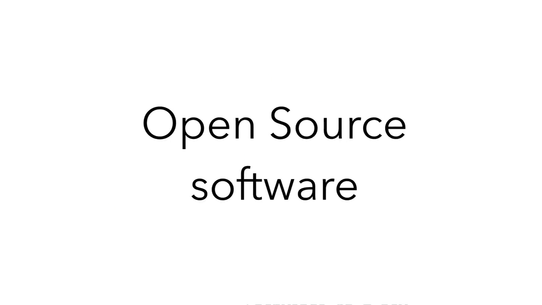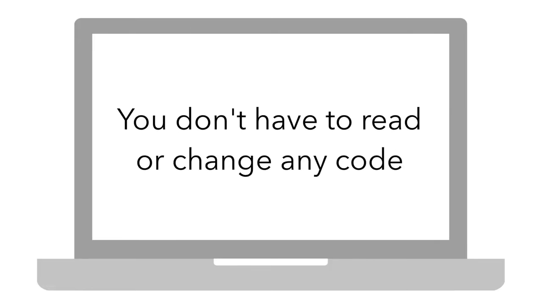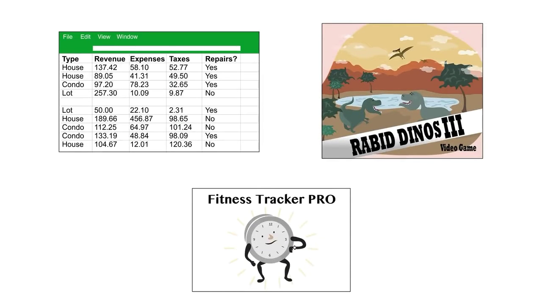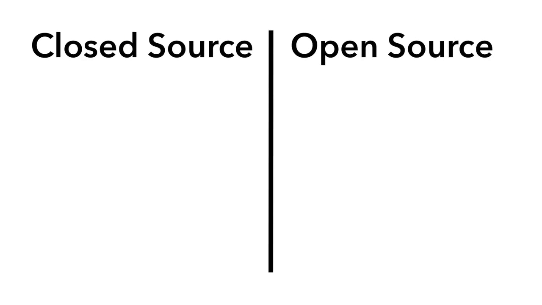But with open source software, the source code is publicly available, and programmers can see or modify that code if they desire. Keep in mind that you don't have to read or change any code in order to use an open source product. The vast majority of apps, games, and other popular software are closed source. However, there are open source options for many types of programs.